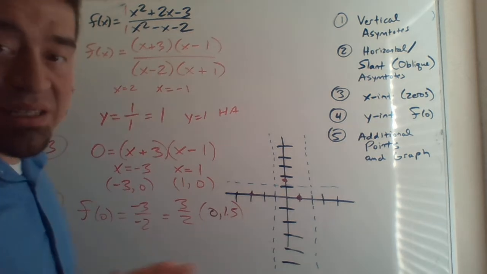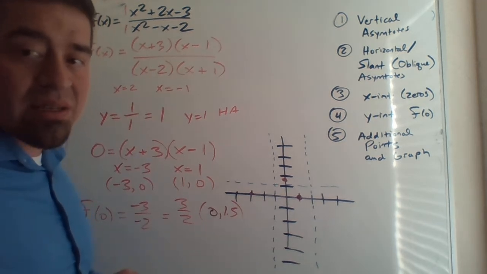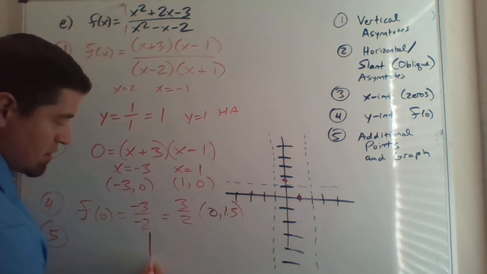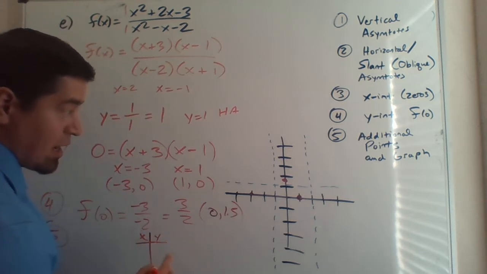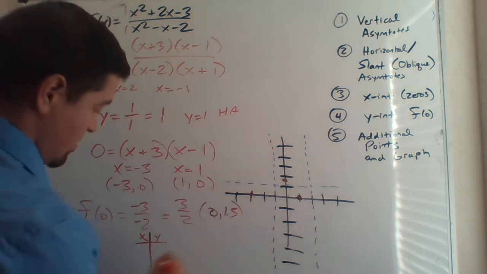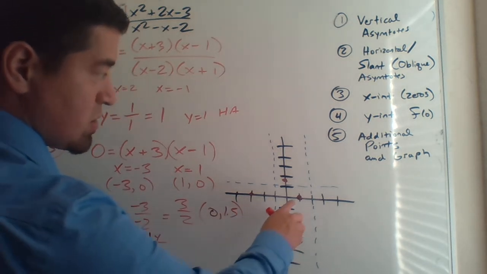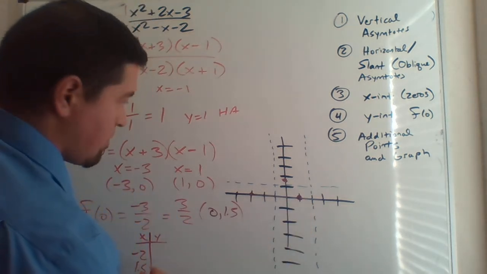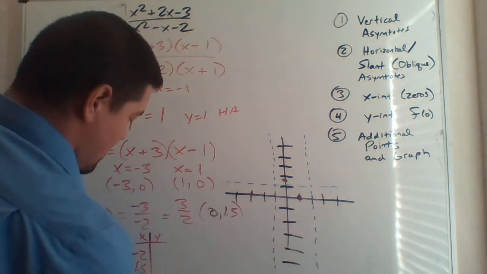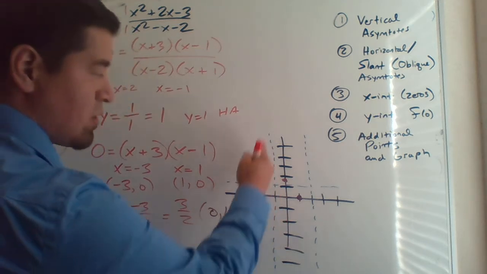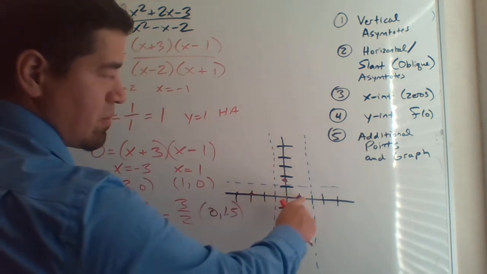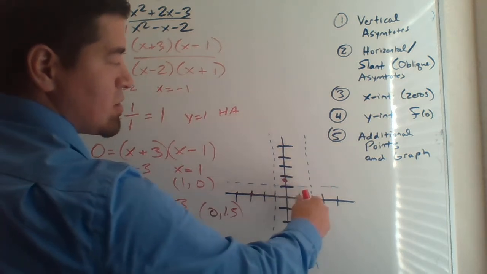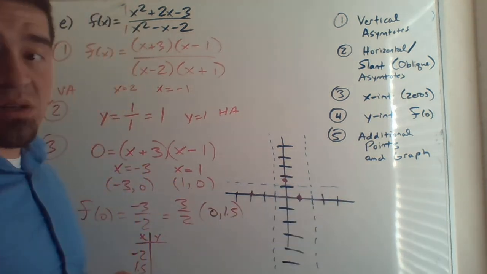Now from here, I can tell I'm going to need additional points. So I'm going to use the calculator to generate some additional points. Some good ones to find would be x equals -2, also possibly 1.5, and maybe even 3. So a few points before the vertical asymptotes, a point in between the two asymptotes, and then a point after the asymptotes. So we're going to go ahead and find those.